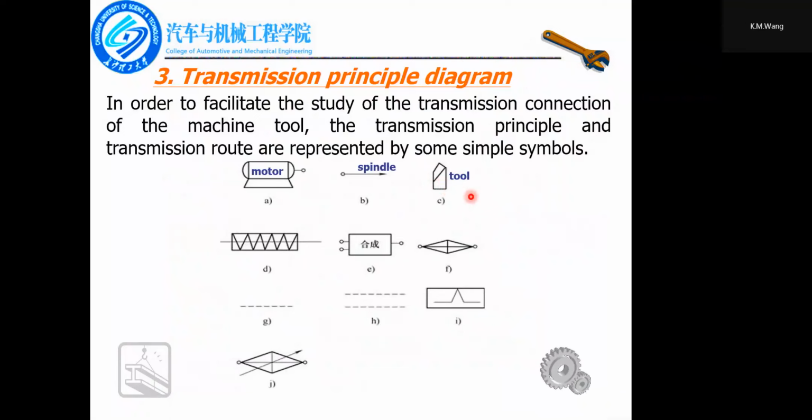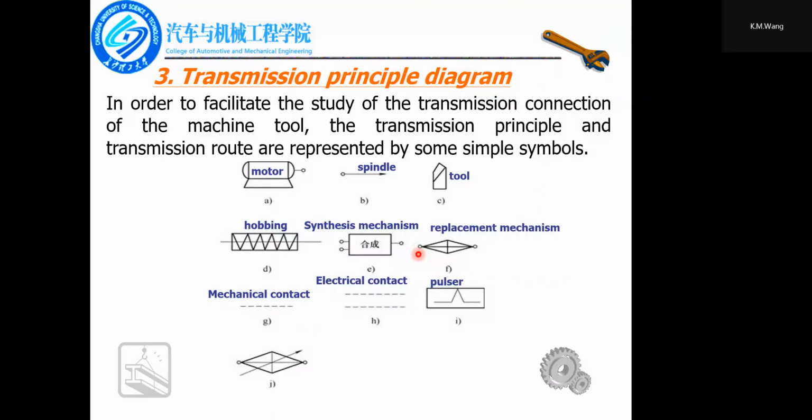This is the tools, machine tools, and this is hobbing, and this is a synthesis mechanism. There are two inputs and one output. This is a synthesis mechanism, and this is a replacement mechanism, and this one dotted line is a mechanical contact, and this two dotted line is an electrical contact, and this is the NC system, or the numerical control system.